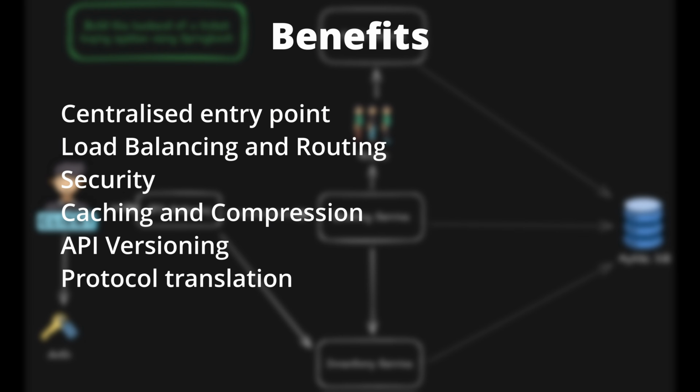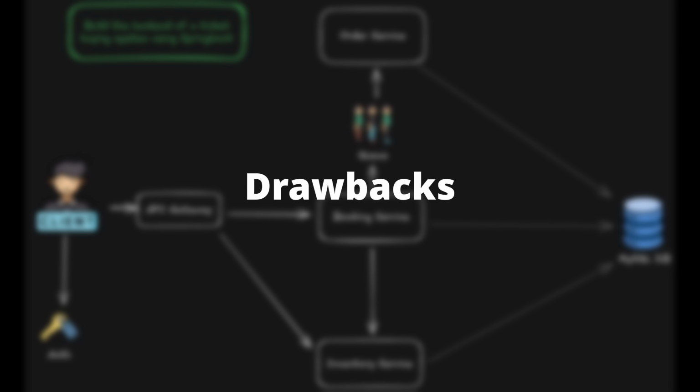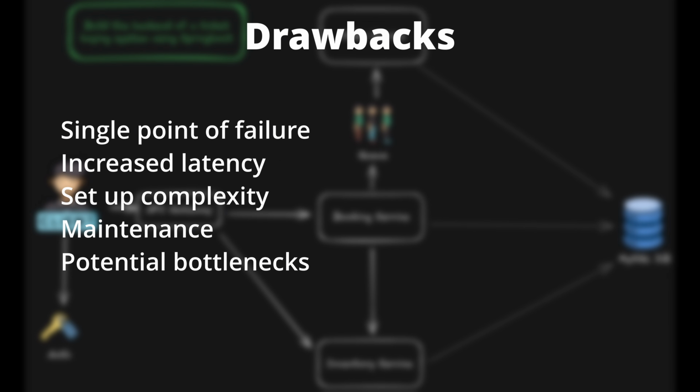All of this sounds good, but there are also some drawbacks. For example, this introduces a single point of failure. It increases latency as we have an extra step to go through. Having an API gateway service also increases complexity in setup and maintenance. And there is also the possibility for a potential bottleneck, as all requests will be hitting API gateway. But that's not a big issue because we can simply scale horizontally by adding more instances.